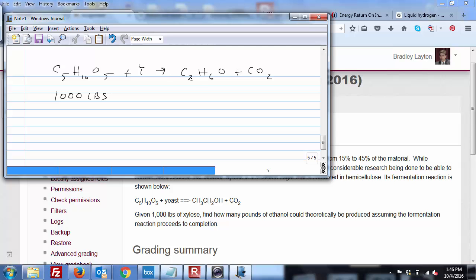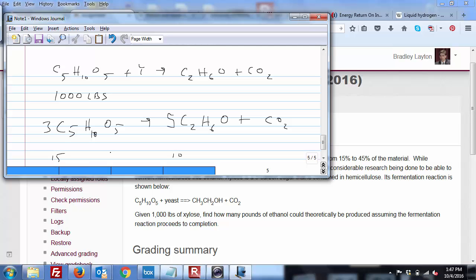Okay, so we just need to balance this. Let's see what happens if we just balance the hydrogens first. Take this to 30. So we'll go 3 C5H10O5 yields, that takes it to 30 hydrogens. So we got 5 of these, C2H6O. So now the hydrogens are balanced. We got plus CO2. So here's 15 carbons, and here's 10, so far so good.